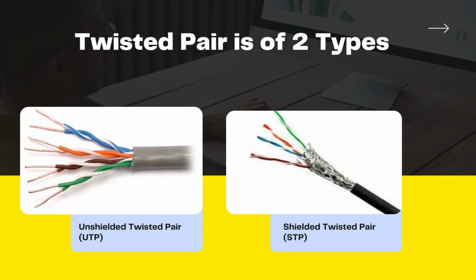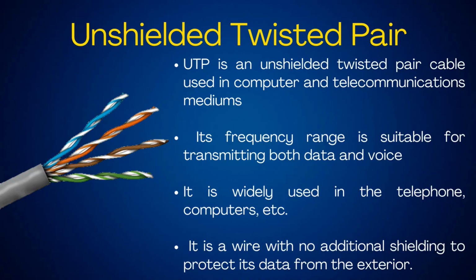The twisted pair can be further broken down into two subtypes. They are the unshielded twisted pair, or UTP for short, and the shielded twisted pair, or STP for short. We will see next what UTP and STP are. Before that, please look at the two diagrams on the screen. The unshielded twisted pair in the first diagram, and in the second, the shielded twisted pair, where you can see a shield around the twisted cables.